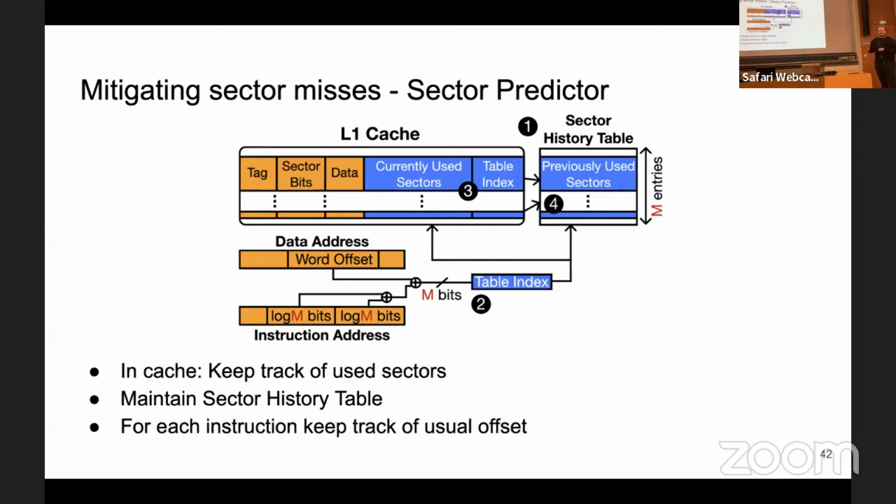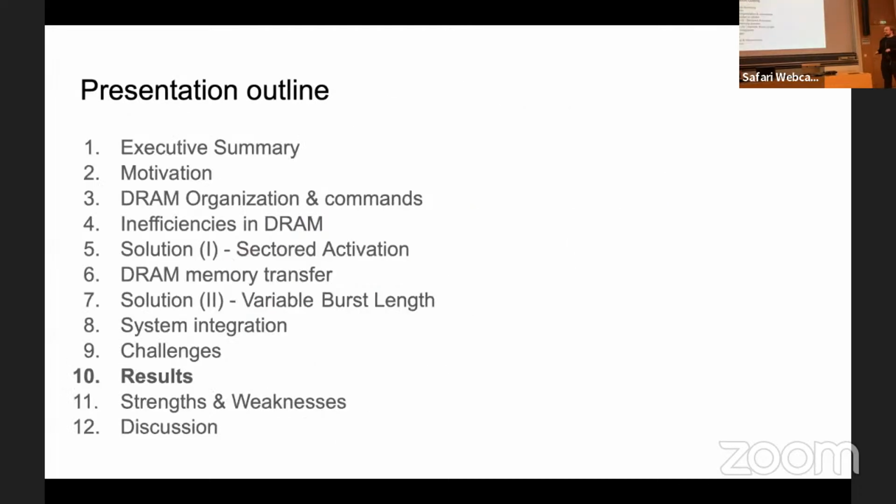Yes, okay. It says the things I just said there. So these are the two strategies we try to prevent sector misses. We'll now have a look at how this entire thing comes together, what sort of results we achieve.